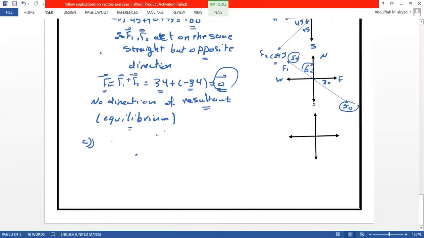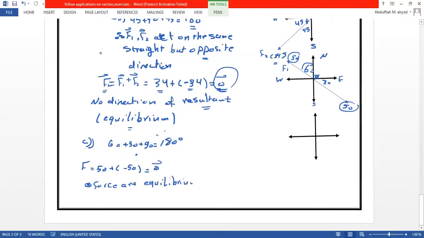If we add, it will be 60 plus 30 plus 90. This is the 90, the measure of 90, okay? So it equals 180 degrees, on the same straight line but in the opposite direction. So F equals 59 plus negative 59, because one of them is in this direction and the other in the opposite direction. They are on the same straight line, so it equals 0. So the forces are in equilibrium.